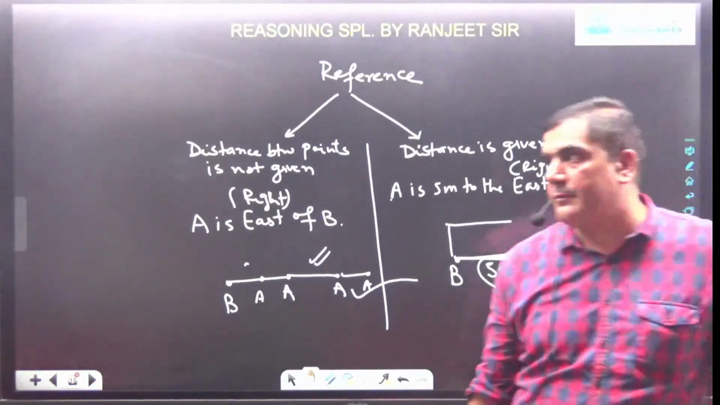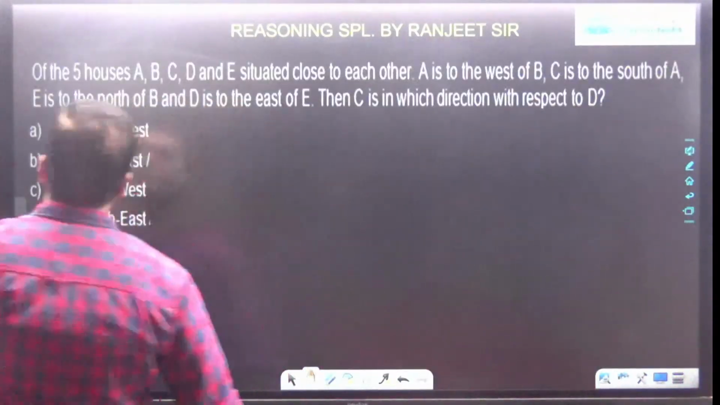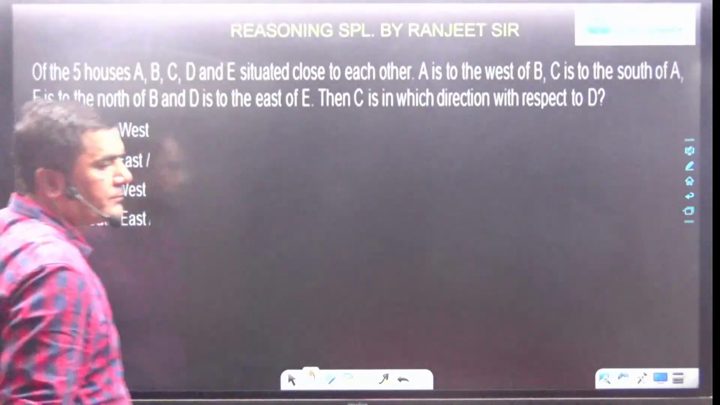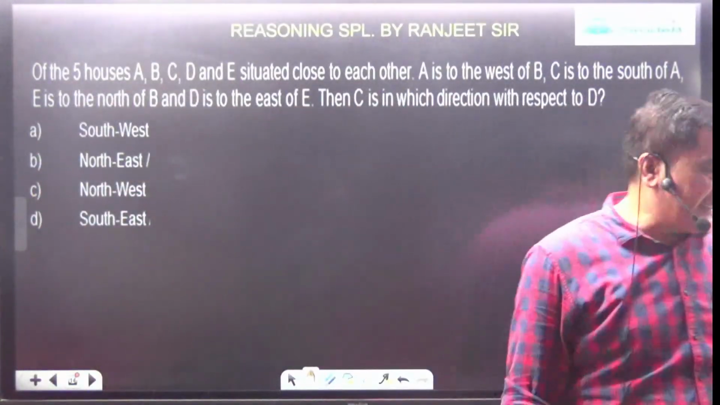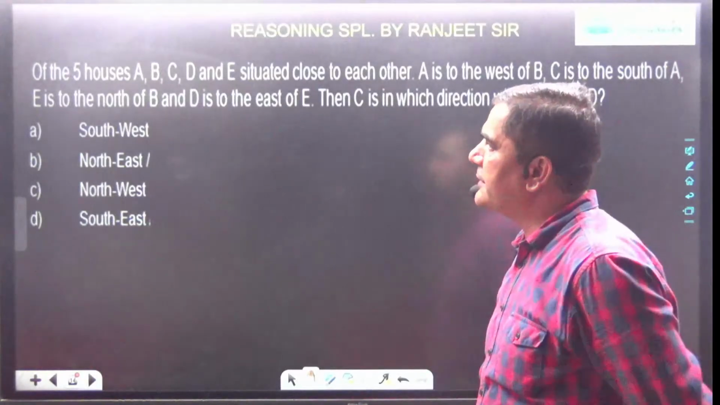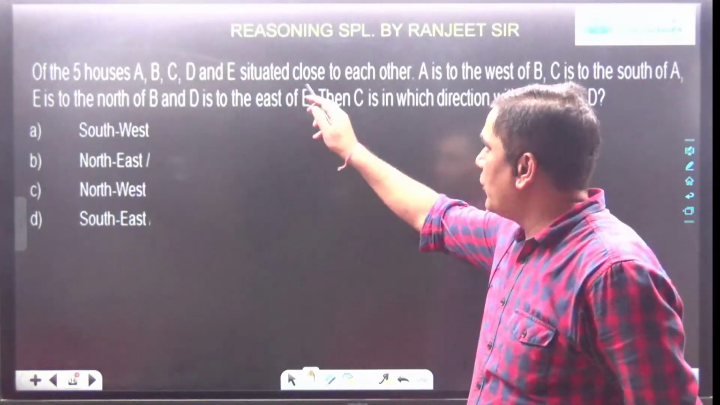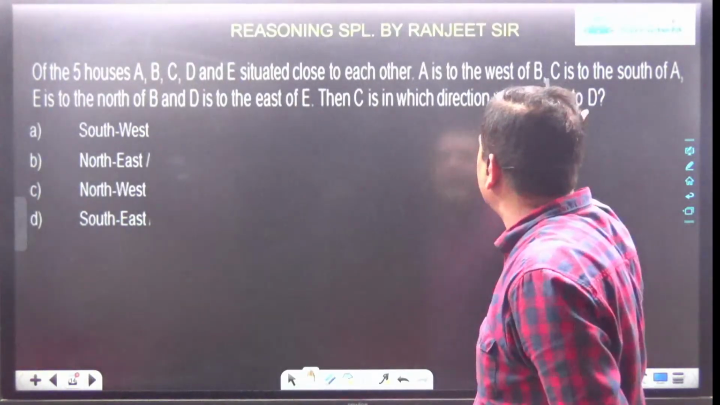Clear? Let's start with one problem. Okay, let's start. Now here they are saying out of the 5 houses A, B, C, D, E situated close to each other, A is to the west of B.